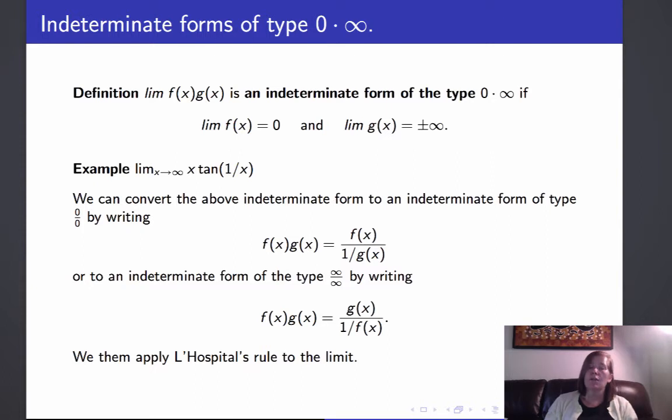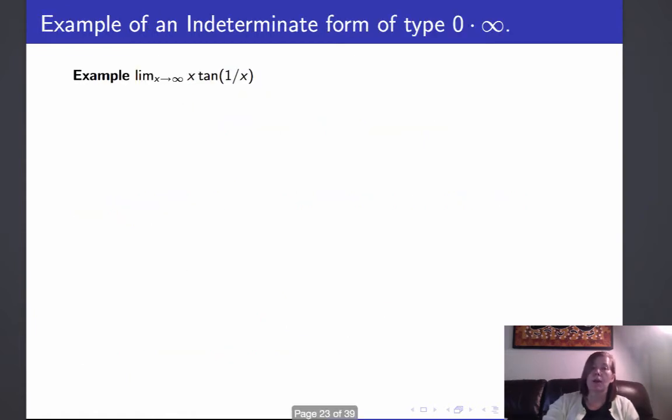And one of these forms is an indeterminate form of type 0 over 0, and the other one, when we take the limit, is an indeterminate form of type infinity over infinity. So we can apply L'Hopital's rule, if it's appropriate, to this rearrangement of the product. Let's look at our example.